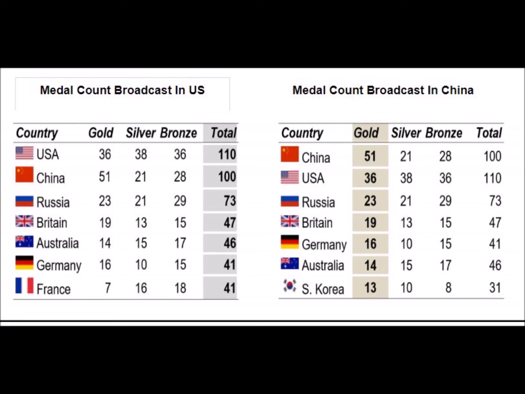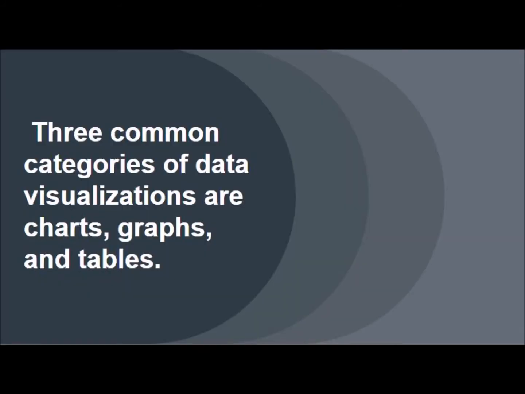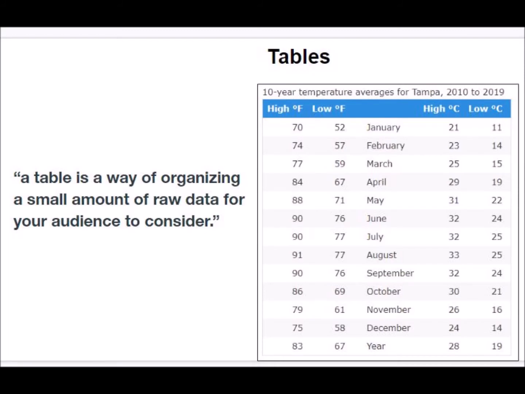Data visualizations come in all shapes and sizes for a variety of different arguments. Three common categories you should understand are charts, graphs, and tables. Let's start with a table. This one is barely visualized at all. Mostly, a table is a way of organizing a small amount of raw data for your audience to consider. You could use a table to represent the average climate highs and lows by month in Tampa, for example.